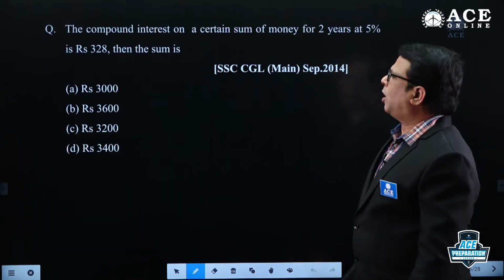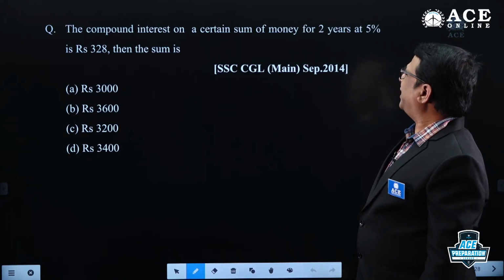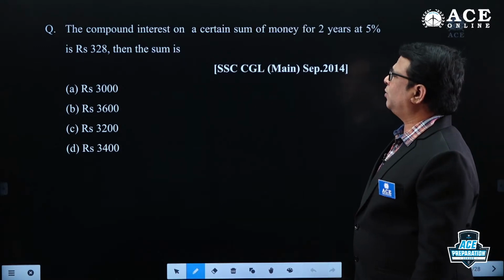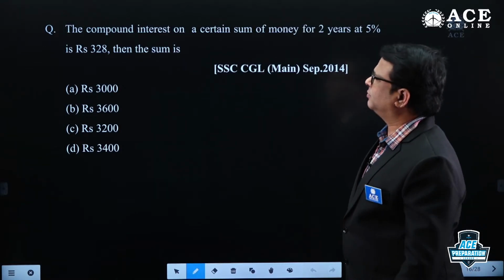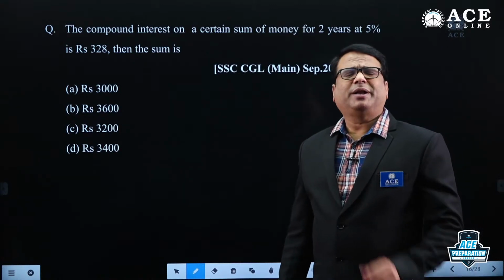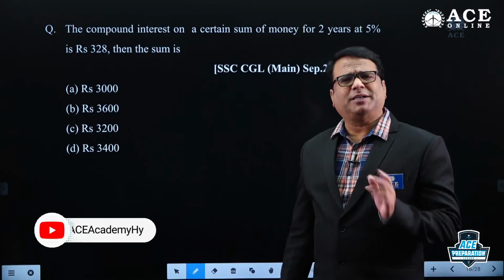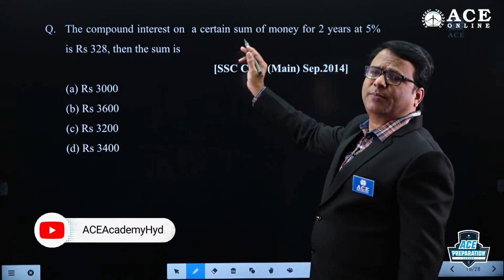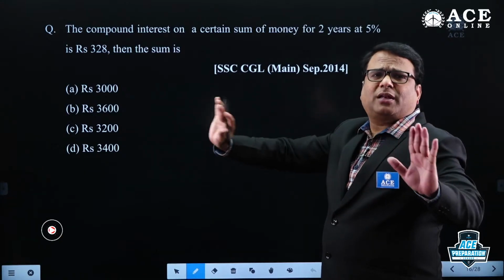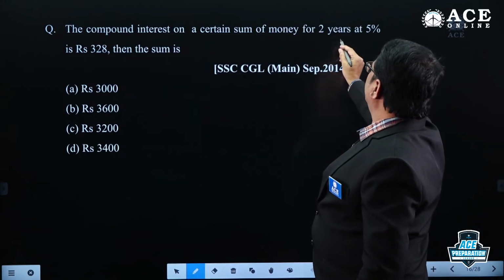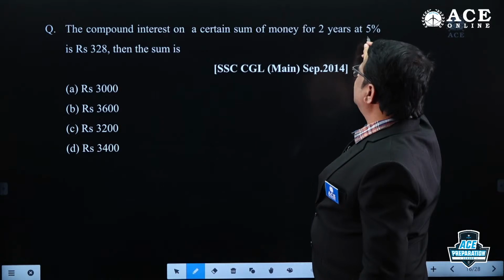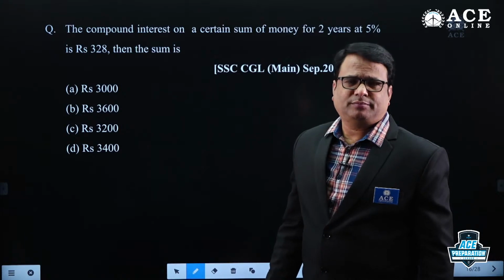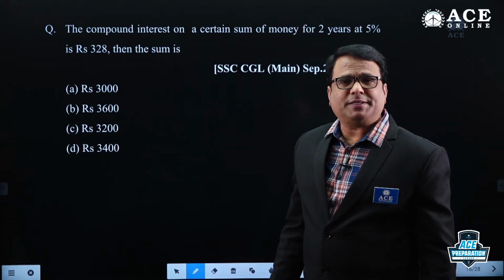Now, the compound interest on a certain sum of money for 2 years at 5% is rupees 328. What is this sum? That is the question. Now, we have to calculate the principal. So we don't know the principal. Time is 2 years. Rate of interest is 5%. And compound interest is 328. Then what is this sum? What is the principal? That is the question.